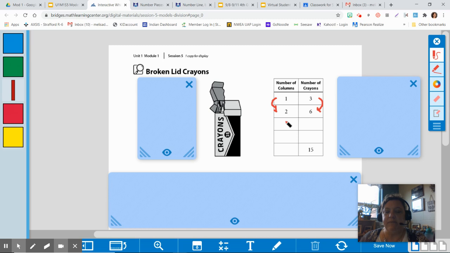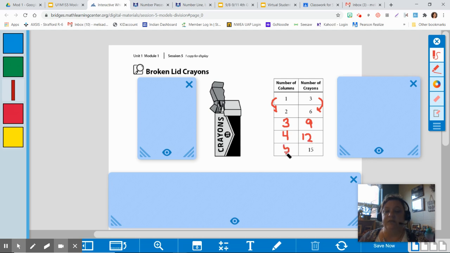Okay, well, that means that 3 rows, that's going to be 6 plus 3. So what is 6 plus 3? We'd have 9 crayons. Right? With me so far? Let's just keep going here. So 4 columns would be 9 plus 3. So that gives us 12 crayons.